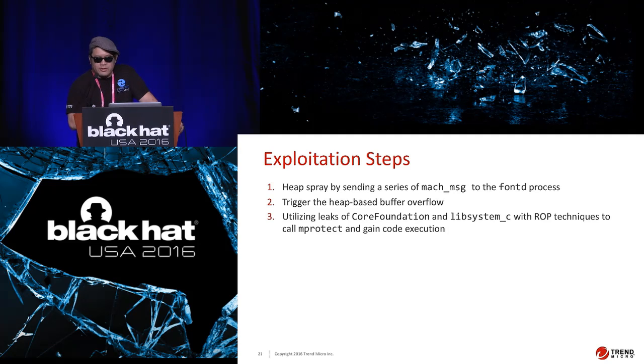So he exploited this by spraying with mock messages, and then he triggered the heap buffer overflow. And then he was able to leak addresses because he's already executing, and he can get the addresses of the modules that are already loaded into memory. And then he built his ROP chain and then called mprotect to mark stuff executable, and that's how he gained code exec.